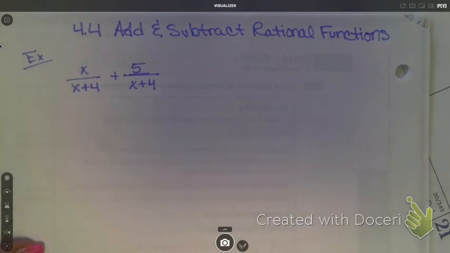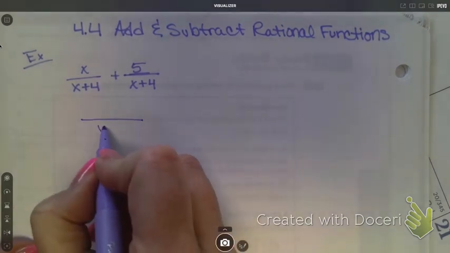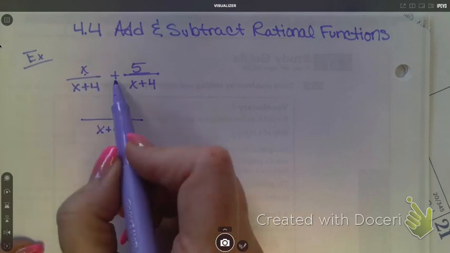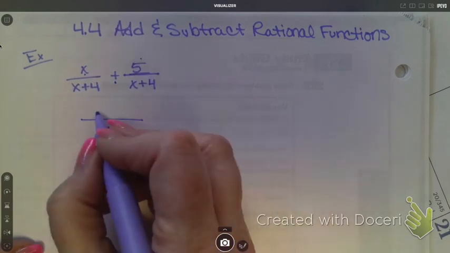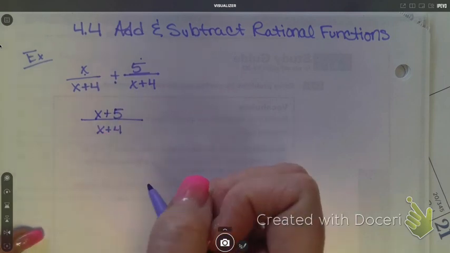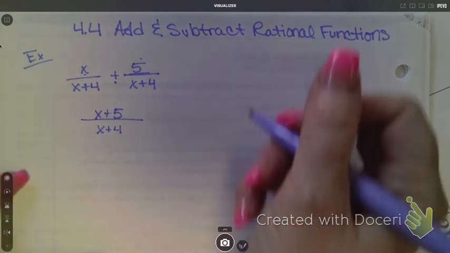So, do I have common denominators? Yes. So my common denominator is x plus 4. So my numerator is x plus 5. Now, that was probably the simplest problem I could ever give you, but they are not like that.